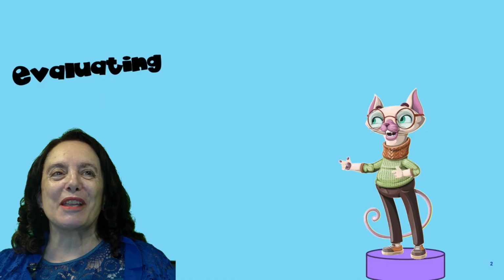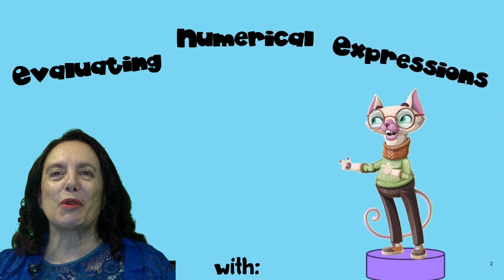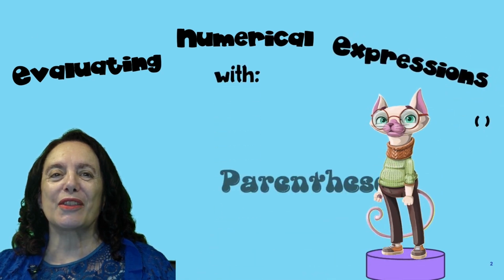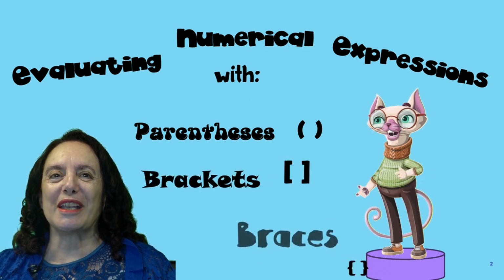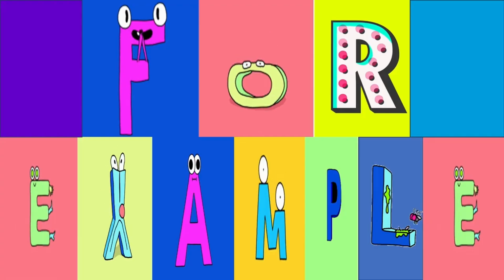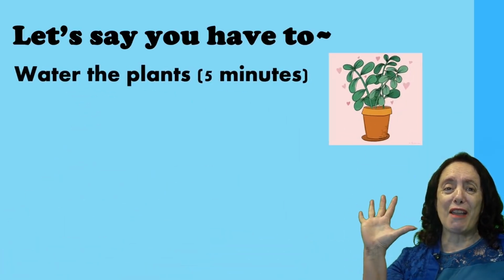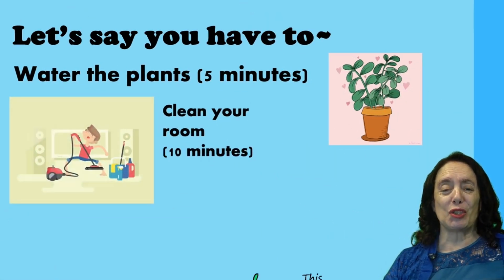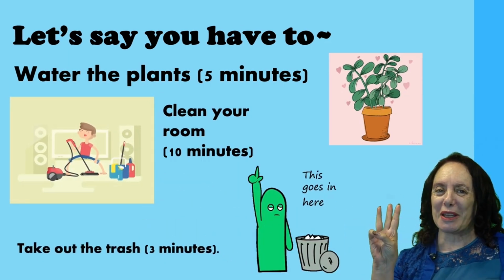Today we are evaluating numerical expressions with parentheses, brackets, and braces. Let's see what that means. For example, let's say you have to water the plants, which takes 5 minutes, clean your room, which takes 10 minutes, and take out the trash, which takes 3 minutes.